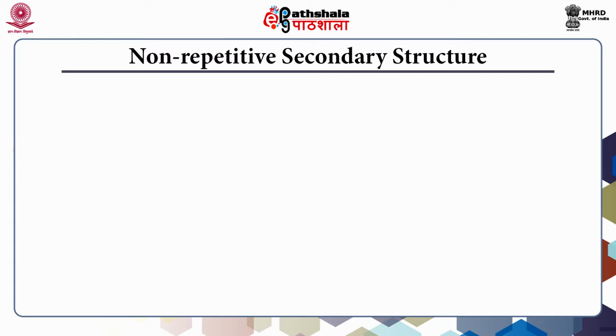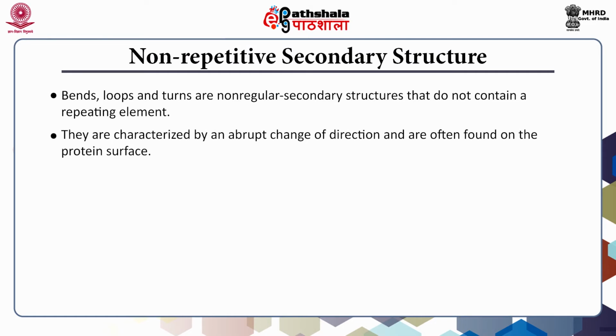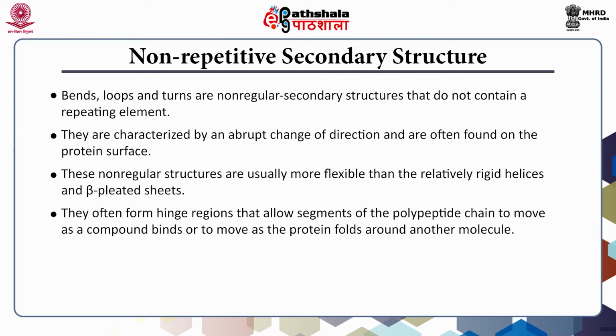Non-repetitive secondary structure. Bends, loops and turns are non-regular structures that do not contain a repeating element. These are secondary in nature. They are characterized by an abrupt change of direction and are often found on the protein surface. These non-regular structures are usually more flexible than the relatively rigid helices and beta pleated sheets. They often form hinge regions that allow segments of the polypeptide chain to move as a compound binds, or to move as the protein folds around another molecule.